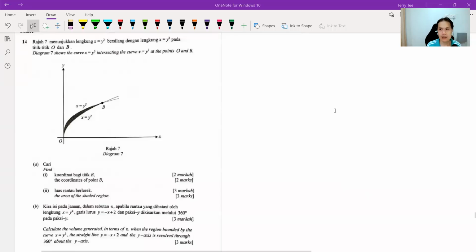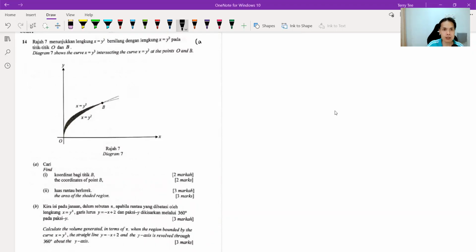Okay, question number 14. This is a question from the chapter integration, from Form 5, chapter 3. So here, diagram 7 shows the curves y equals x cubed and x equals y squared that meet at point O and point B. So find the coordinates of point B.